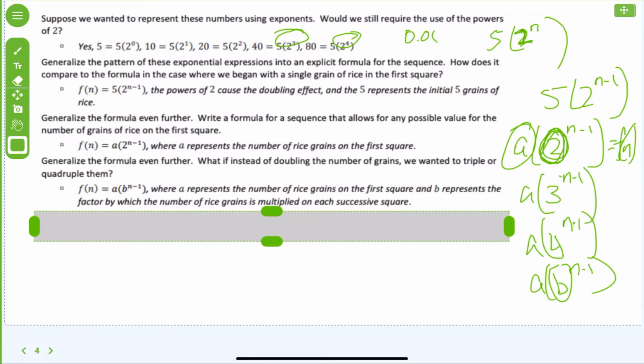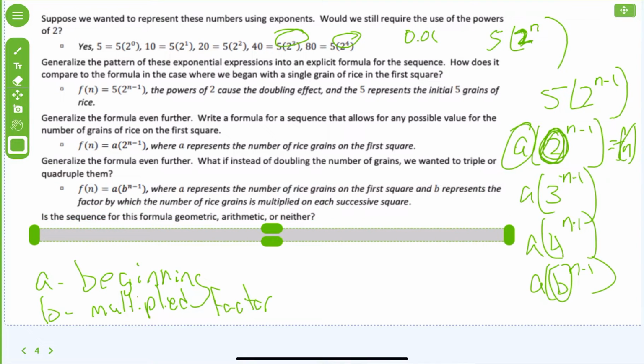Okay, so think of this. A is the beginning. Sorry about that. I get too close to my trackpad and it goes haywire. So A is the beginning. Okay, and B is our multiplied factor. So what is it doing?